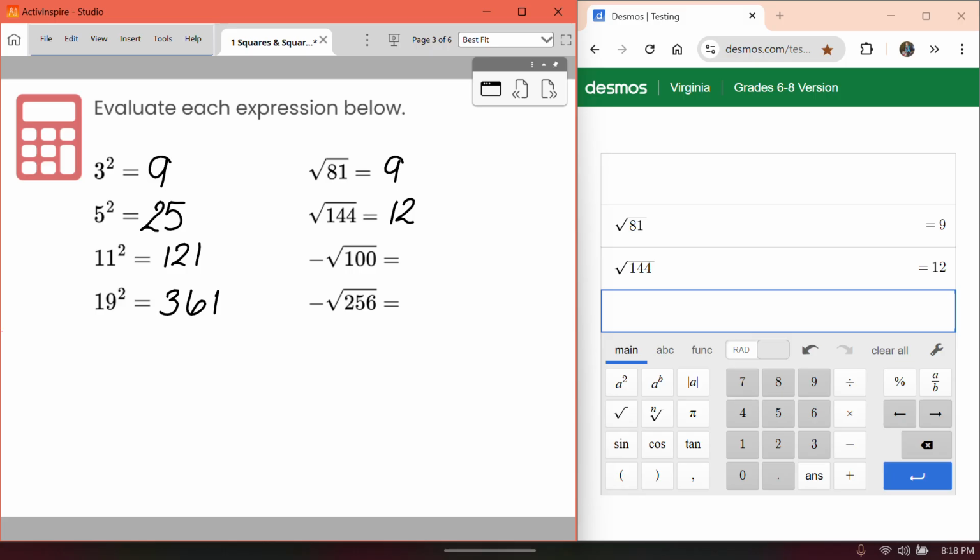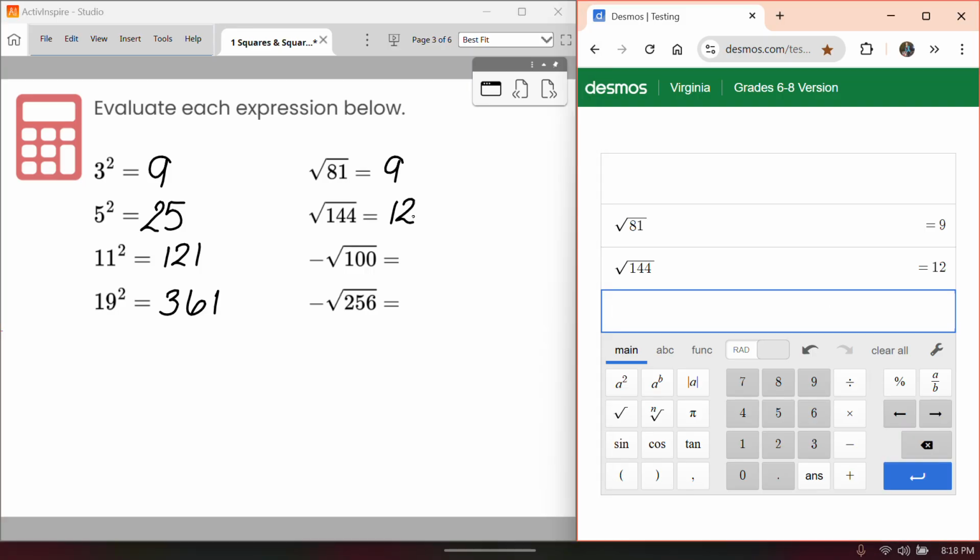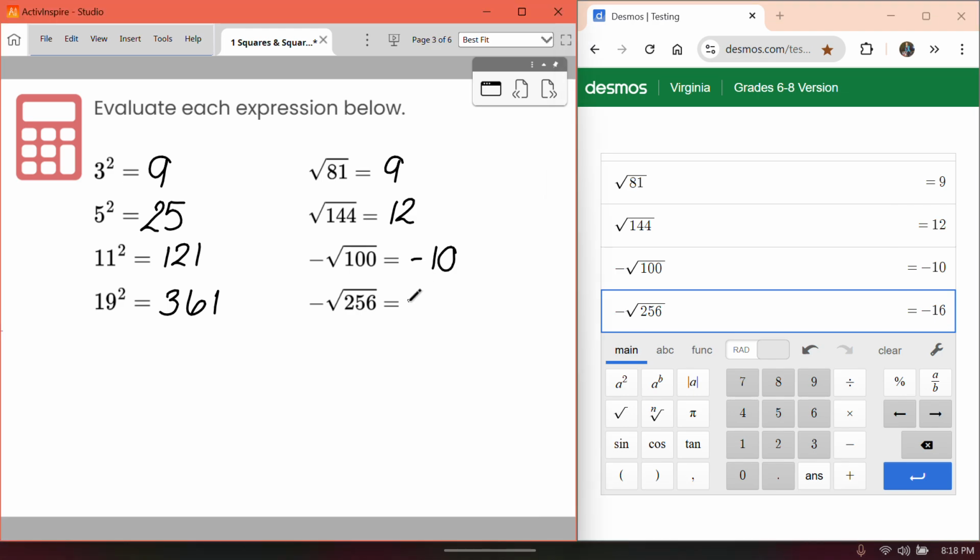And remember, square root just means what number am I having to multiply by itself to get that number that's under the radical. So 9 times 9 is 81, so 9 is the square root. 12 times 12 is 144, so 12 is the square root. And then these last two are something you probably haven't seen before 8th grade. You do them the same way, you just have to remember to put the negative in front. So my answers for those are -10 and -16.